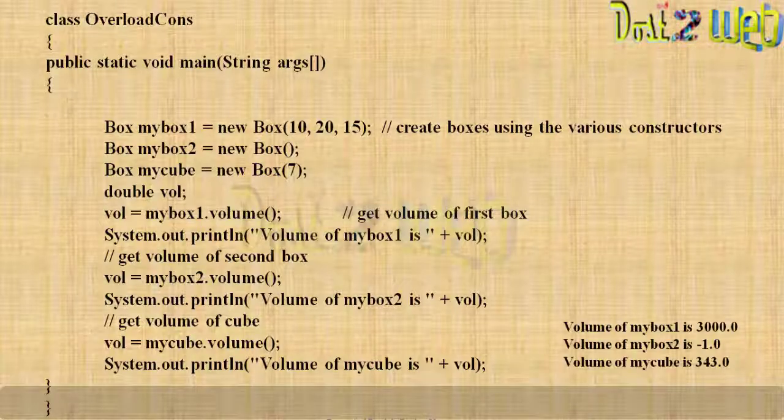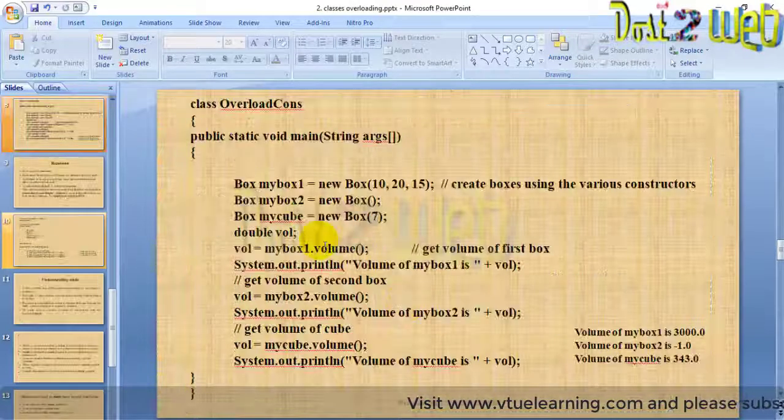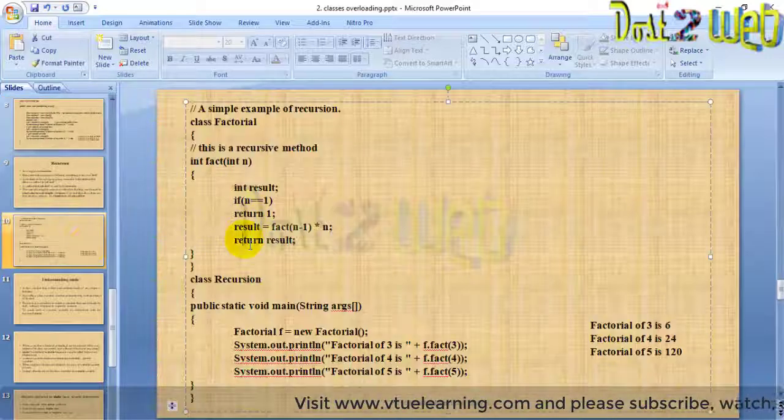So when you execute this, what will happen? You will get the result for my box, because here you have 10 into 20 into 15. Here you have declared as double, that is height, width and length are all equal to -1. So obviously -1 into -1 into -1 will be -1 only. And volume of my cube, which you have declared as double, is 343.0. This way it will get executed. So let's see this program also.